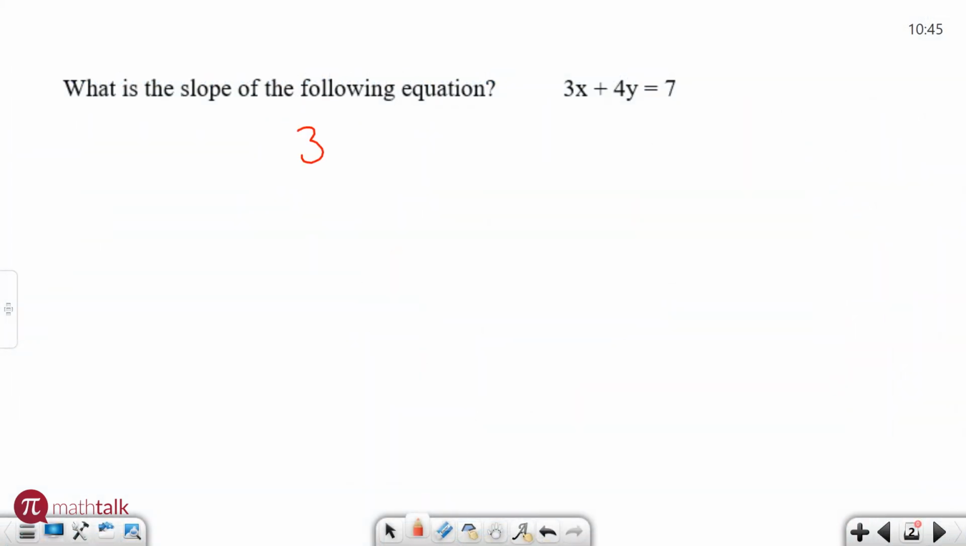I'm going to go ahead and write it here: 3x plus 4y equals 7. So I'm going to try and transform that to look something like y equals mx plus b. Because I know if I get it in slope-intercept form, I just need to know what m is, because m represents the slope. So to do that, I want to get my y term all by itself, so I can subtract 3x from both sides.